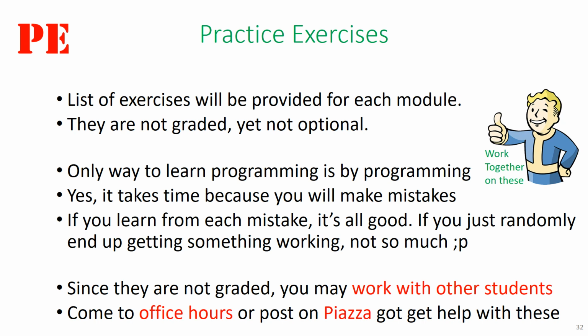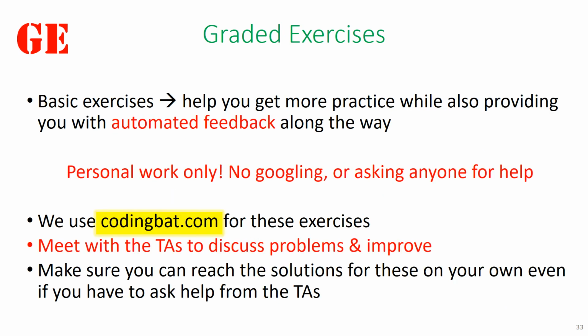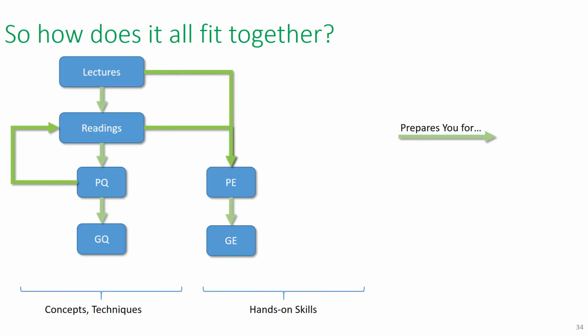And then I'm going to skip fast on the side because the details are there for you to read, but the general idea is the same way we have practice quiz, graded quiz, we're going to have practice exercise and graded exercise. The graded exercise will be on CodingBat. The practice exercise will be just exercise that I assigned from the textbook. The practice ones are not graded. You can work on them together. The graded exercise, yeah, it's personal work only. But the logic is the same.